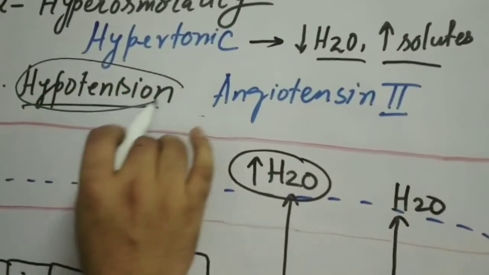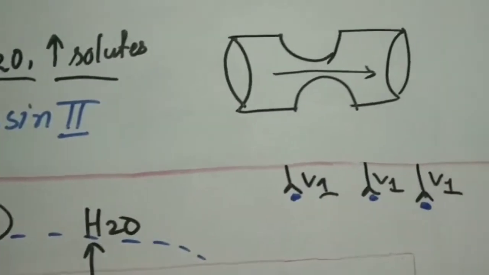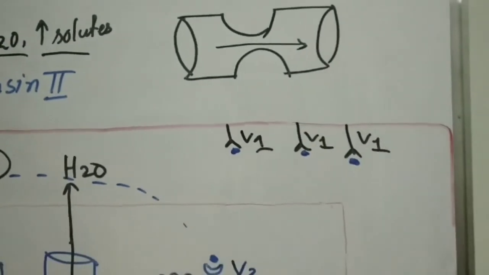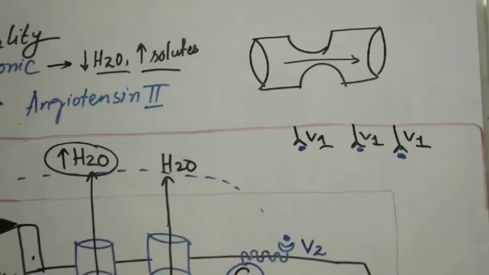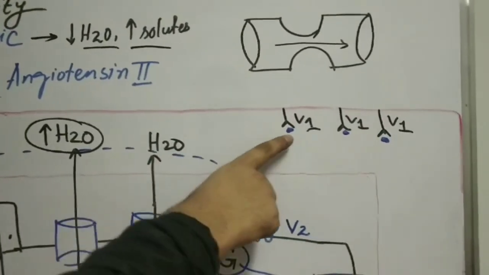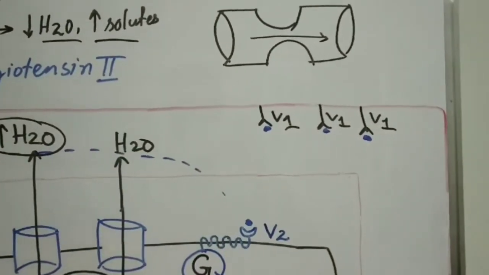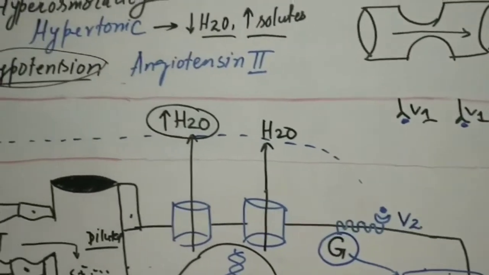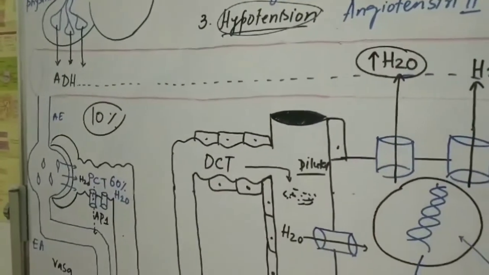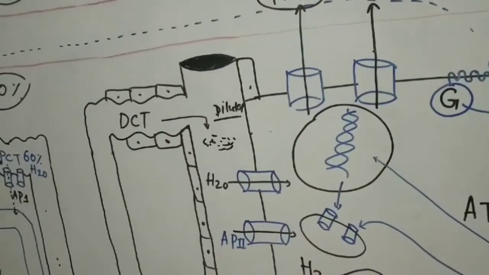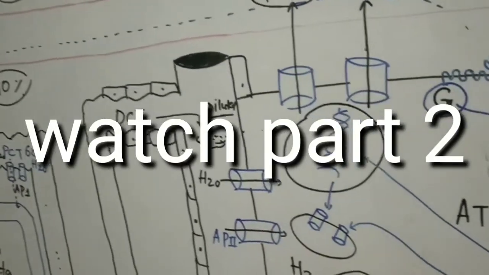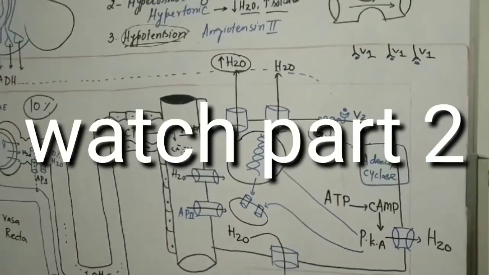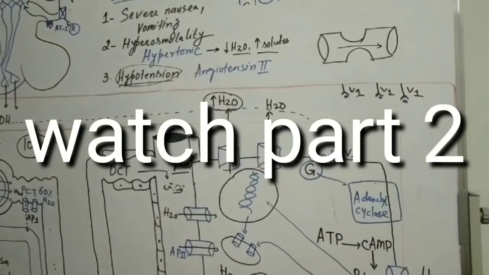Now there was the first hypotension. Due to the increase in blood pressure, the blood pressure will be normalized. This was due to the ADH action on the V1 receptors. Now we will see what will happen if the ADH increases and what will happen if the ADH decreases. We will see the hyposecretion of ADH and the hypersecretion of ADH.